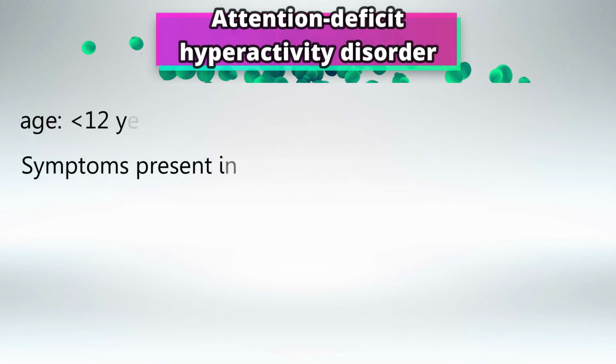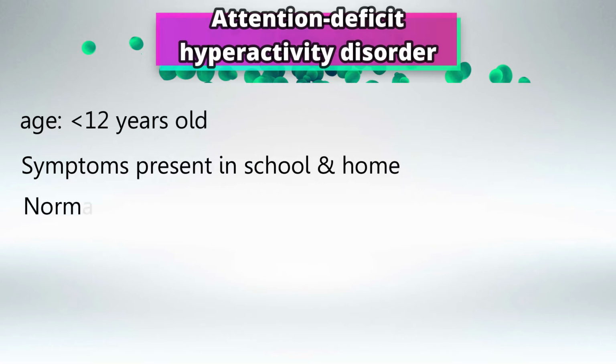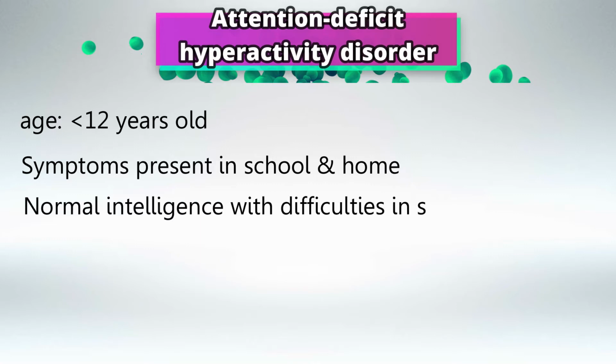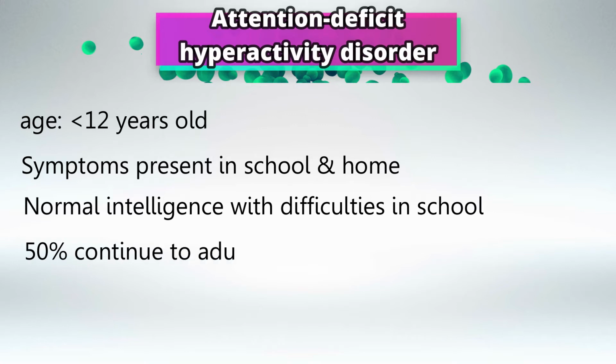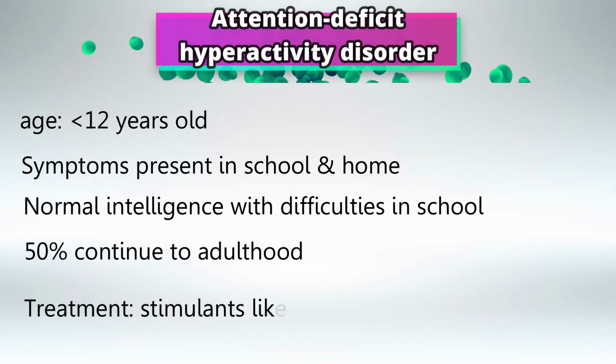So first let's talk about attention deficit hyperactivity disorder. From the name you get the symptoms. The child would have attention deficit and hyperactivity. It's also important to know that the symptoms start before the age of 12 and that child will have the same symptoms all the time, whenever he goes to school or stays at home. Usually these children would have normal intelligence but face some difficulties in school. 50% of those children will carry these symptoms to adulthood.